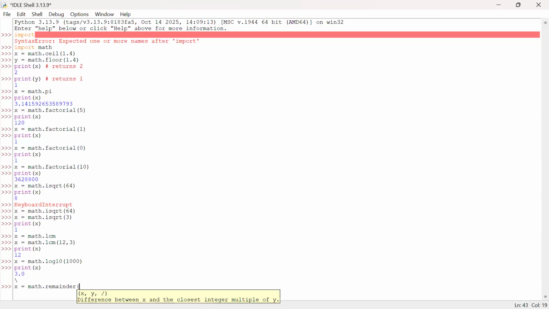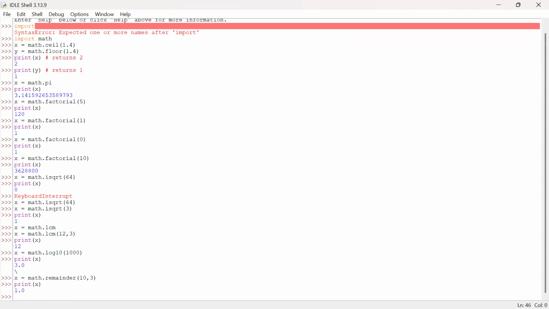I said remainder. If you divide 10 by 3, remember one. So put 10 there, 10 comma 3. Let's see if it will give us 1 as our answer in x. Print x. Let's see what it will show. Okay, so it's exactly correct.